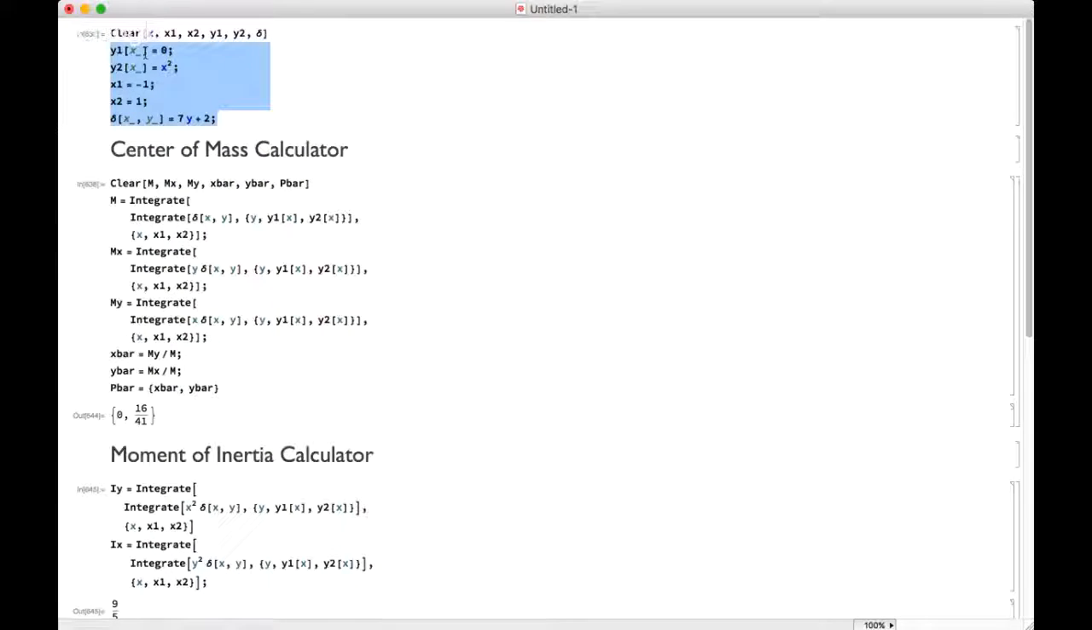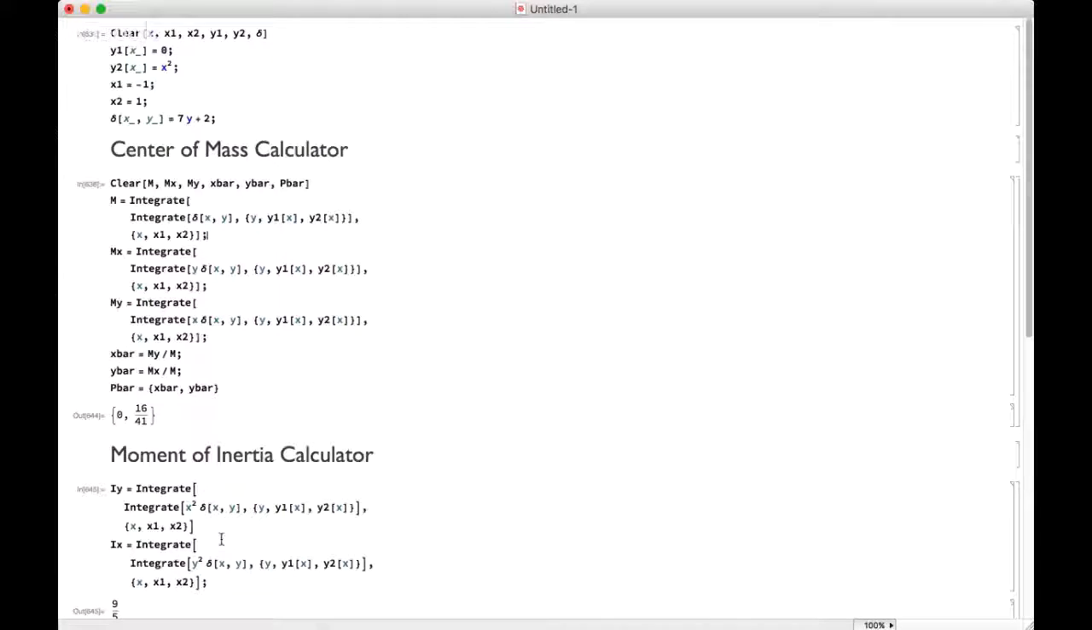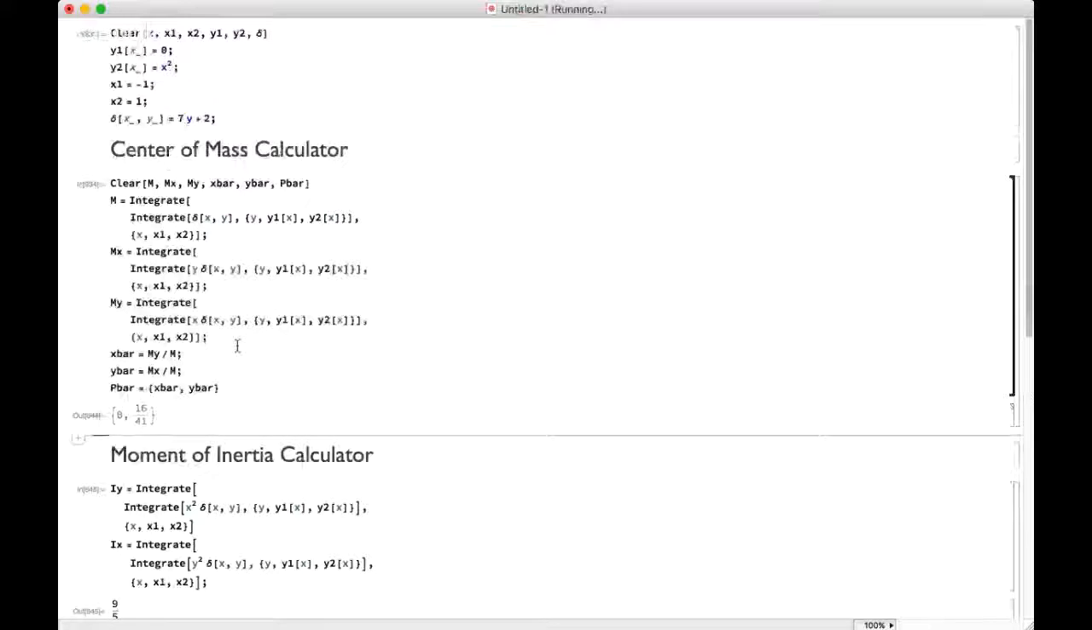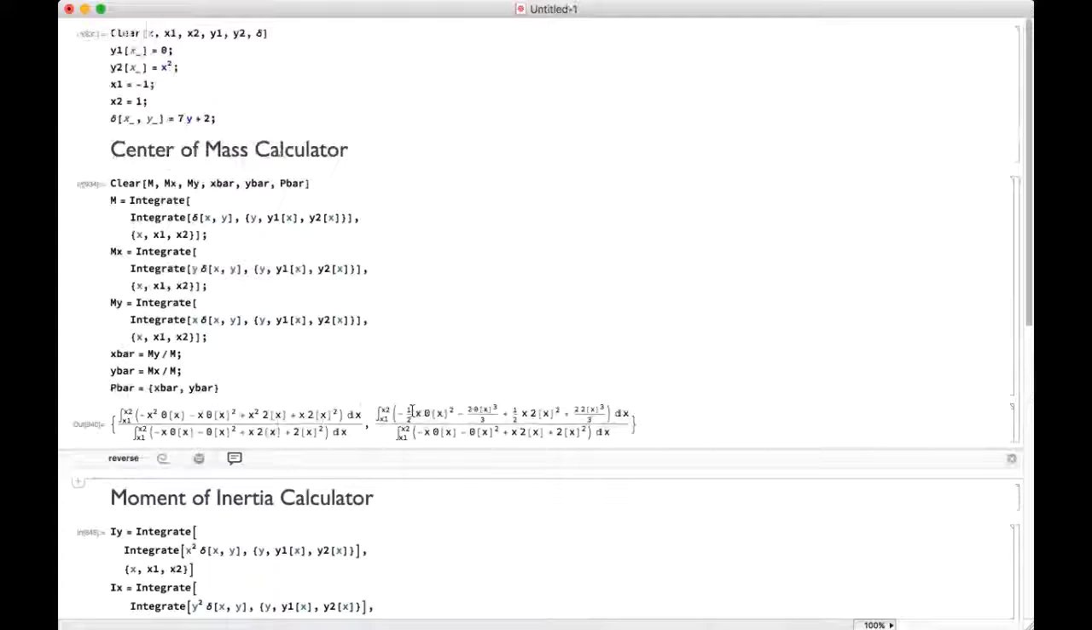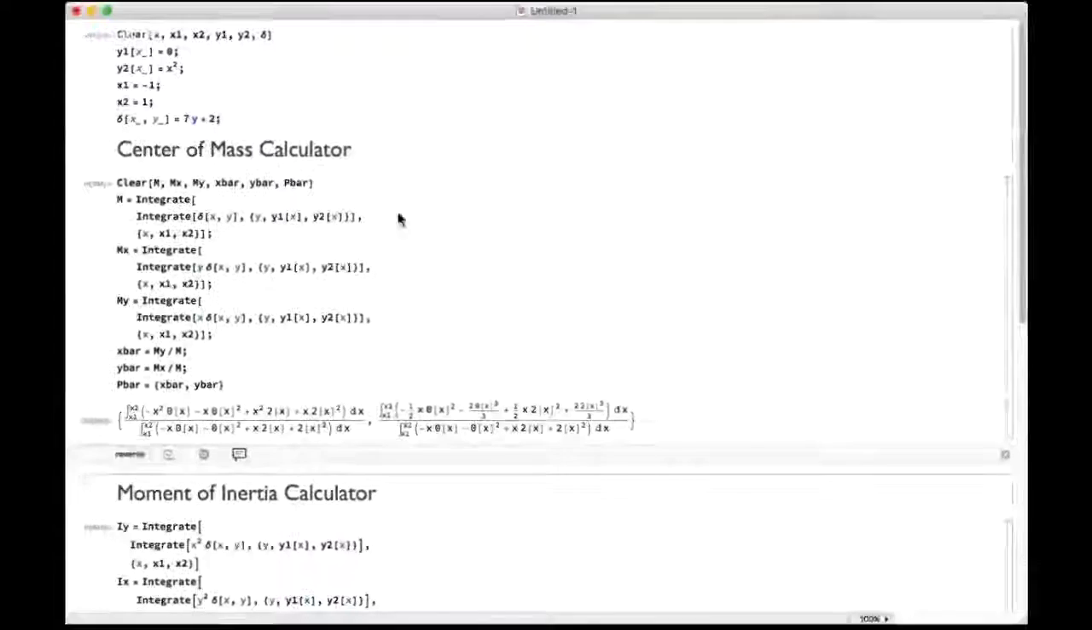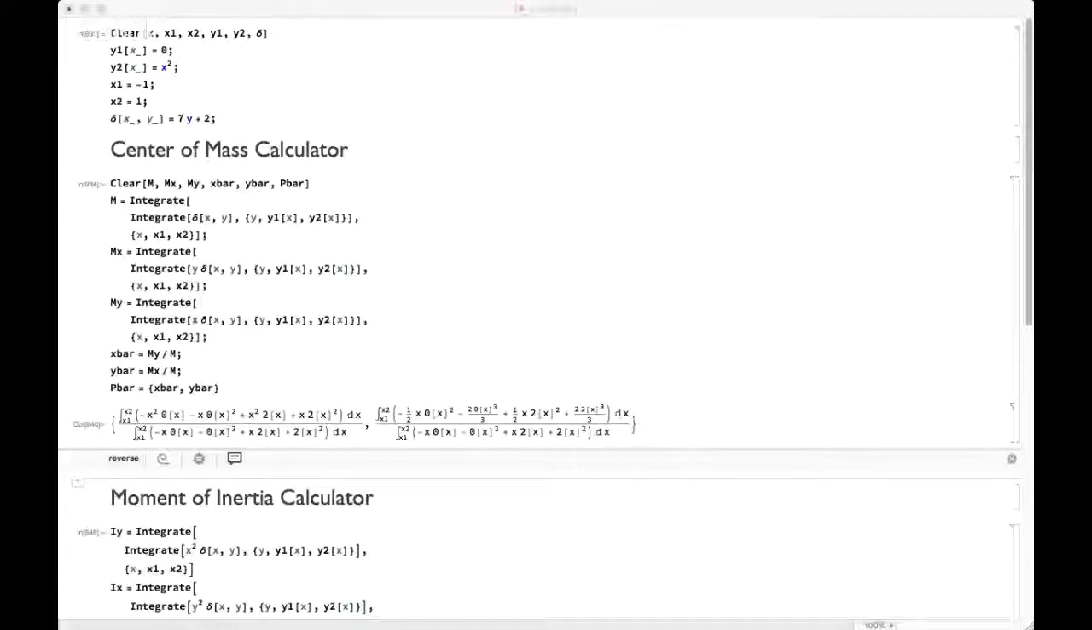Okay, so I plug in all my values up here. And then here is the center of mass calculator, and here's the moment of inertia calculator. So you just change the values at the top. Yeah, and you just press Shift Enter each time, and it'll give you new values. Oh gosh, those are not right. Never mind. Okay, so sometimes it doesn't work, and I also have one for when it's the other way around.